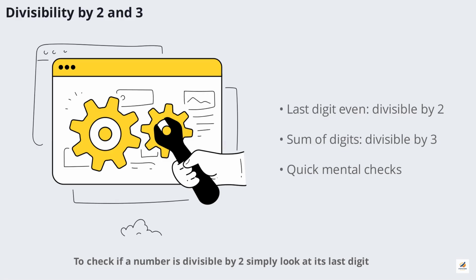To check if a number is divisible by 2, simply look at its last digit. If it's even: 0, 2, 4, 6, or 8, the number is divisible by 2. For divisibility by 3, add up all the digits. If the sum is divisible by 3, so is the original number. These quick checks are perfect for mental math and save valuable time during exams.